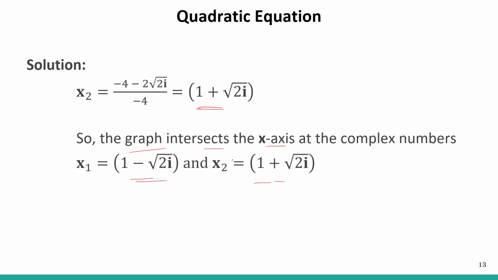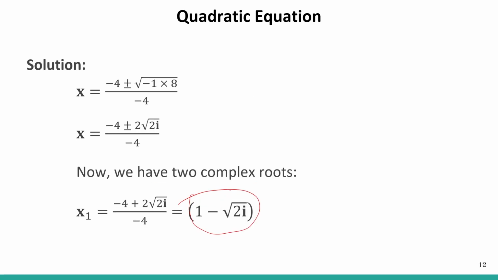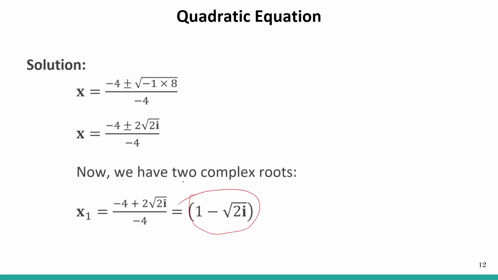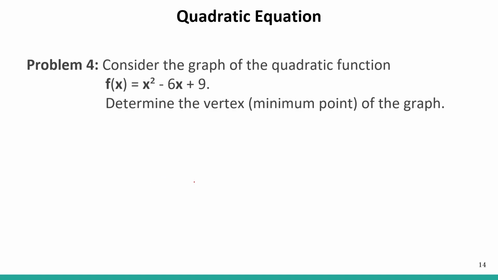So the graph actually in real never intersects the x-axis, okay, because D is less than 0. As you can see, D is equal to what? D is equal to b square minus 4ac. So b square will be what? 16 minus 4 into minus 3 into minus 2. So that is equal to 16 plus 4 into 3 into 2, that is 24, so 16 minus 24. So this will be equal to minus 8, right? So since this is less than 0, the roots must be complex and there are no real roots. So it will never intercept the x-axis.